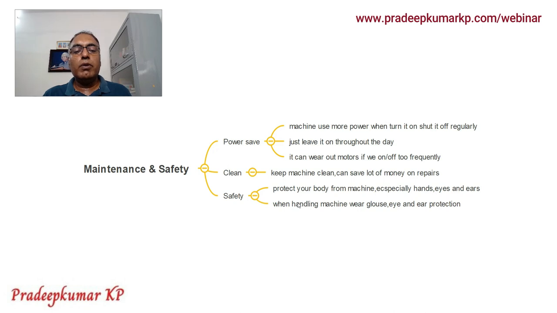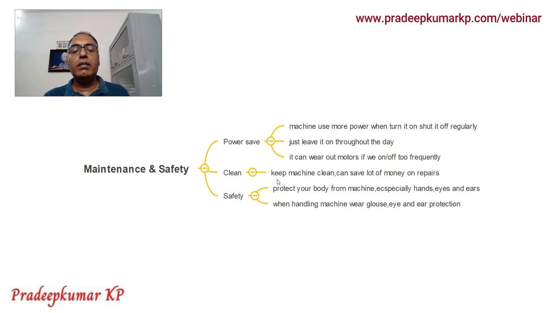Then we will see the maintenance and safety. On power: a machine that is turned on and off regularly uses more power. Just leave it on throughout the day. Even if you don't have work, you can keep it on, because every time you start the machine it draws more power. There is no problem leaving it on. It can wear out the motors if we switch it on and off too frequently. That is one thing to consider on the power side.